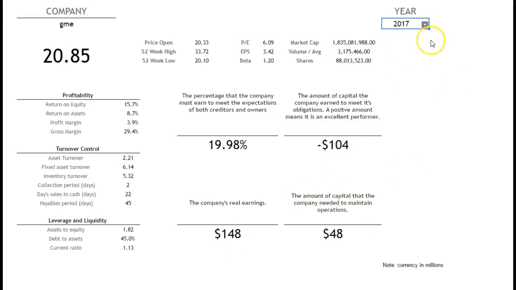Yeah, every year. So Alexander, would I invest in the GameStop Corporation? Yes, I would. It is a good company. As you can see, the analysis shows that it is well managed and it's had success the last few years. So again, I would invest in the GameStop company.